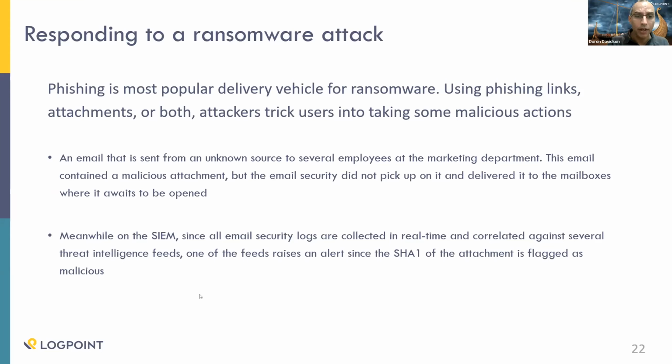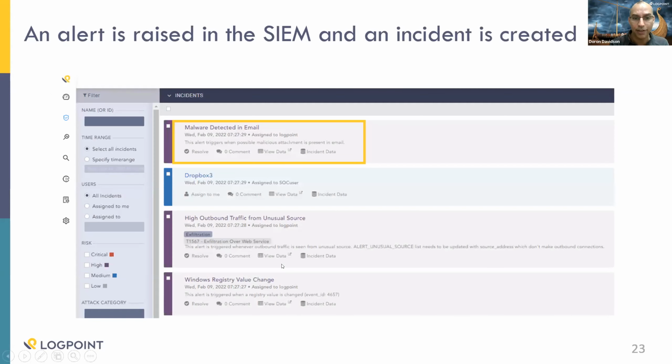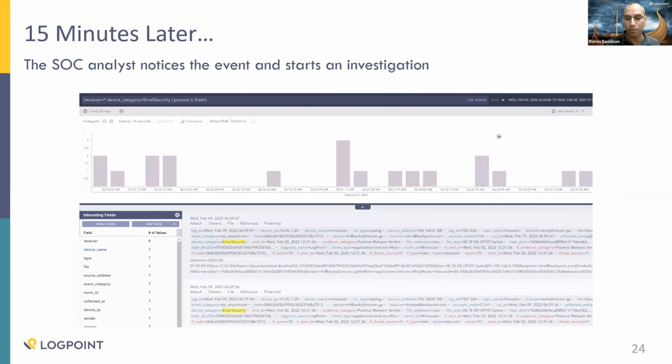So indeed, we've received this email. We're all familiar with this screen. There was a correlation between the email, or actually the attachment SHA, that was compared with our threat intelligence, and therefore we've created this single incident. This incident was then picked up by an analyst.